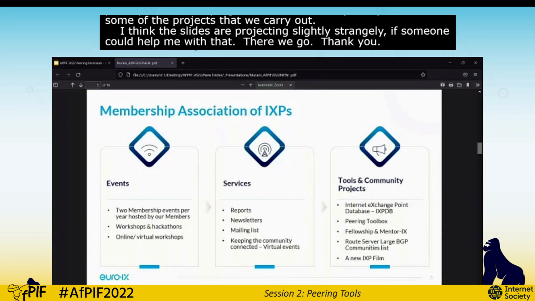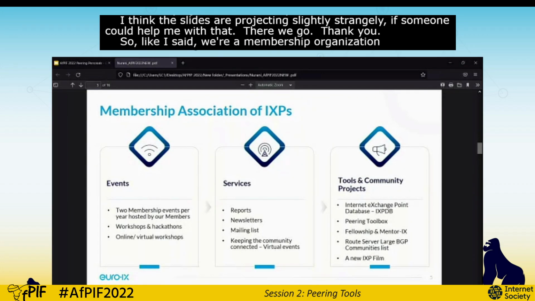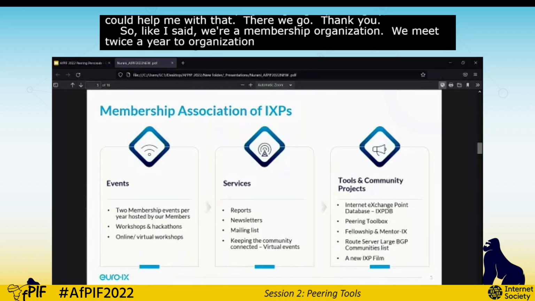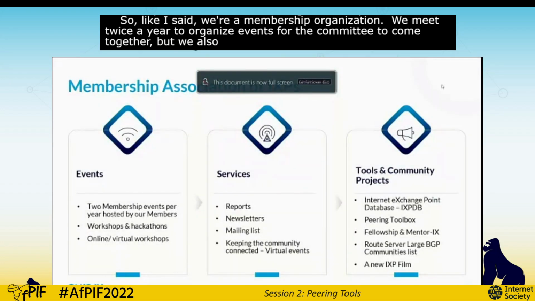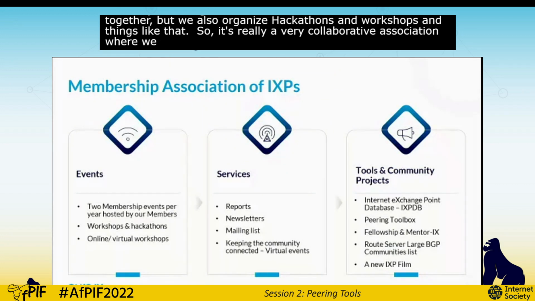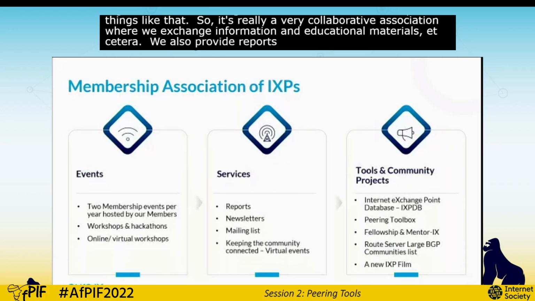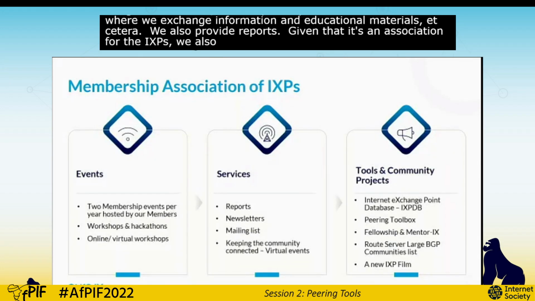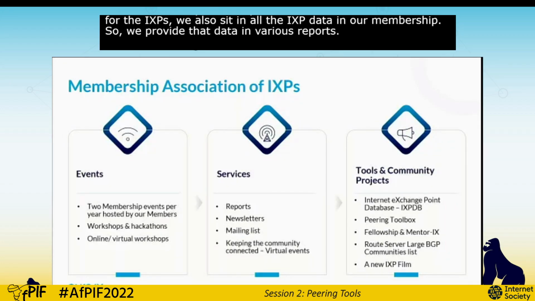So, like I said, we're a membership organization. We meet twice a year to organize events for the community to come together. But we also organize hackathons and workshops and things like that. So it's really a very collaborative association where we exchange information and educational materials, etc. We also provide reports. Given that it's an association of all the IXPs, we also sit on all the IXP data in our membership, so we provide that data in various reports. And then we also have various projects that consist of tooling and other things.